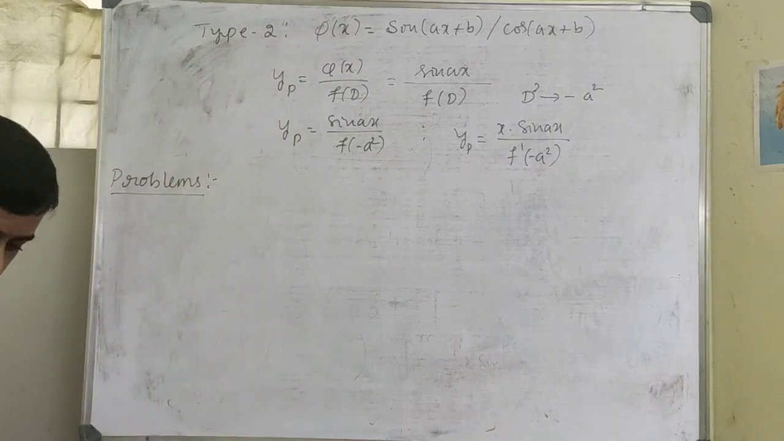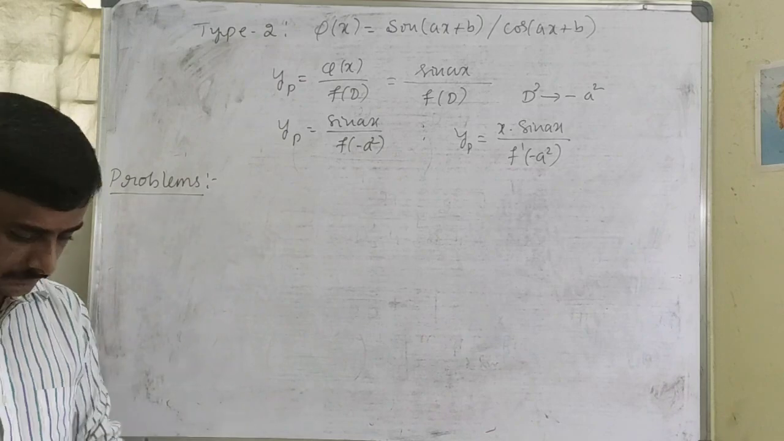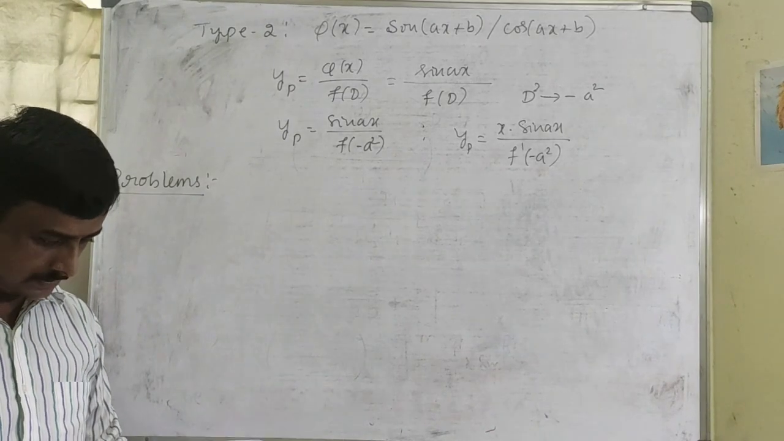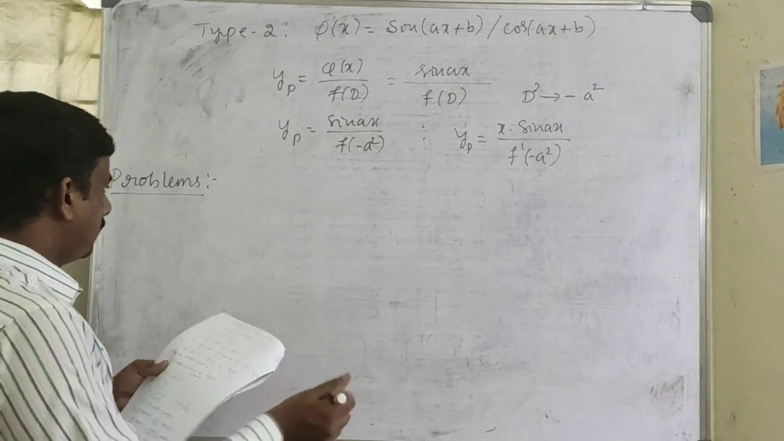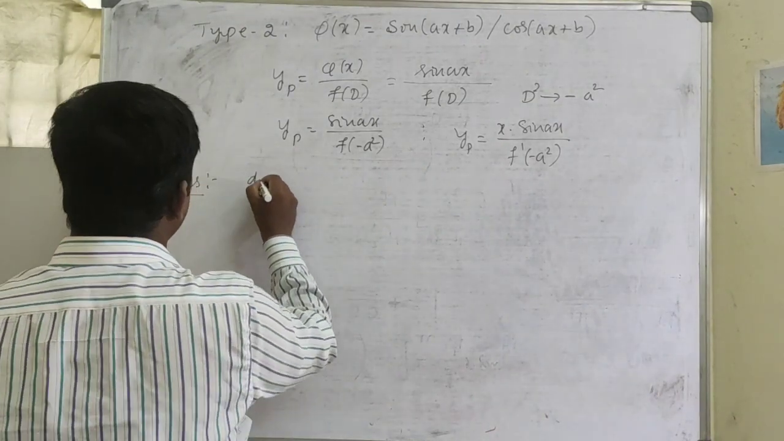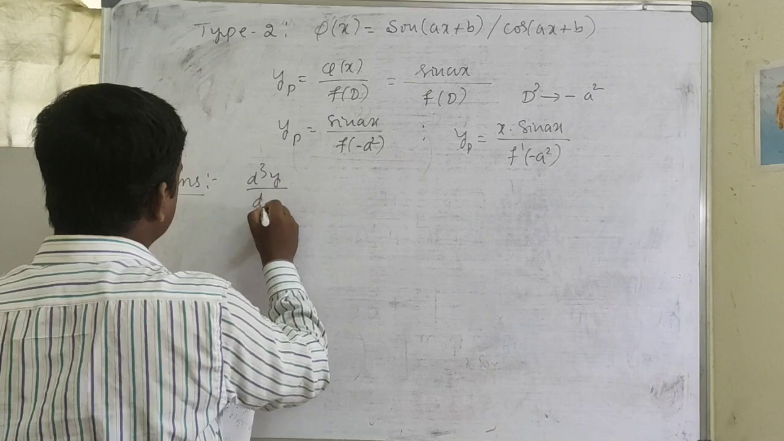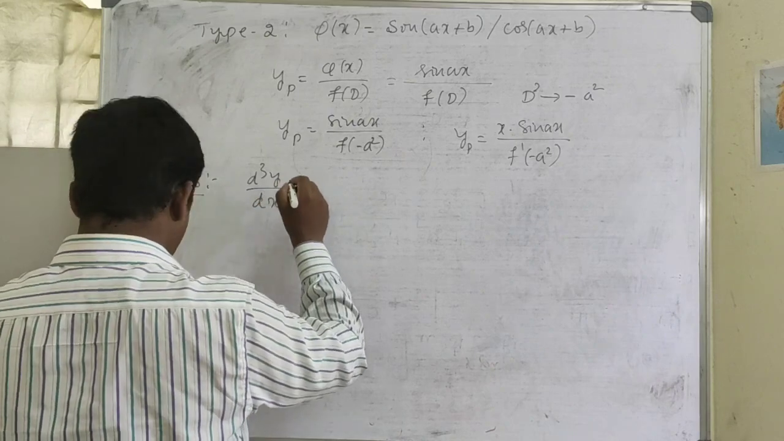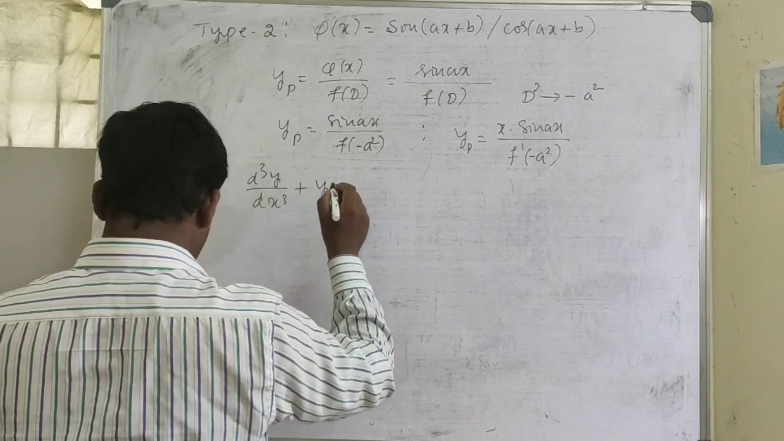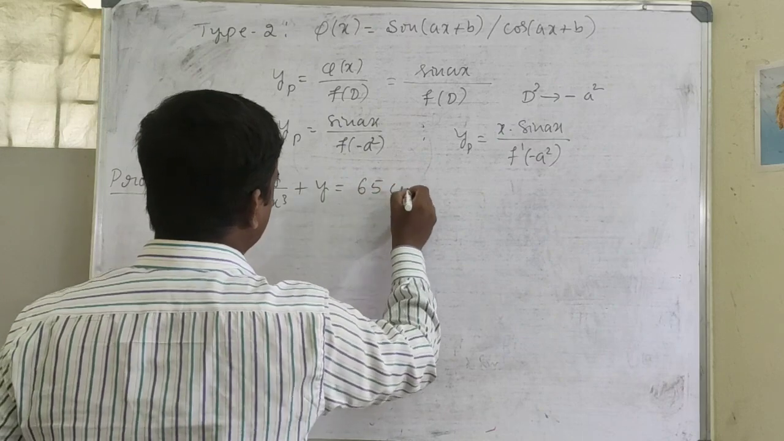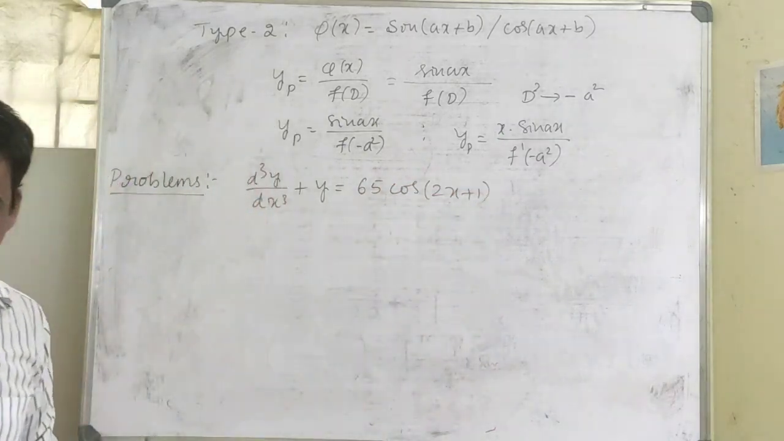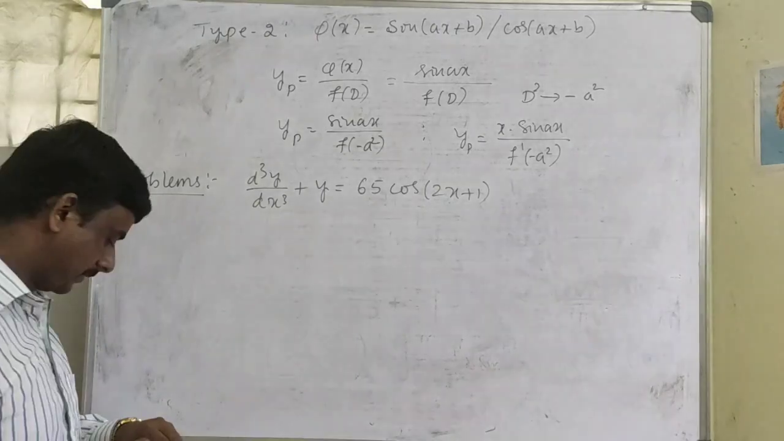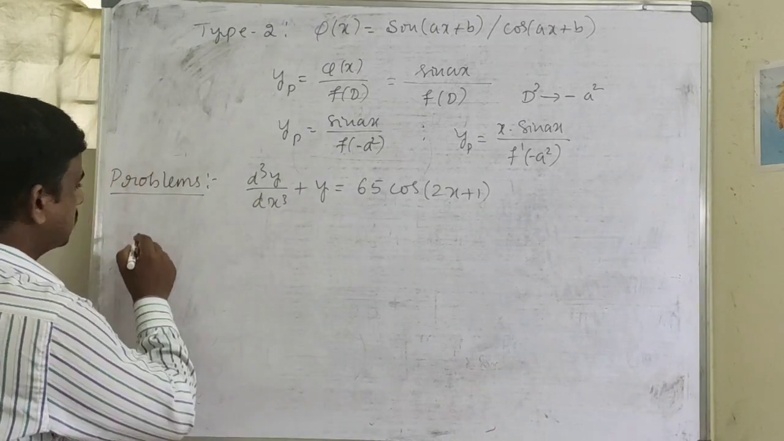So let us consider the first one. Solve d cube y by dx cube plus 1 plus y equal to 65 cos of 2x plus 1. So this is the given differential equation. We need to find the solution of this.